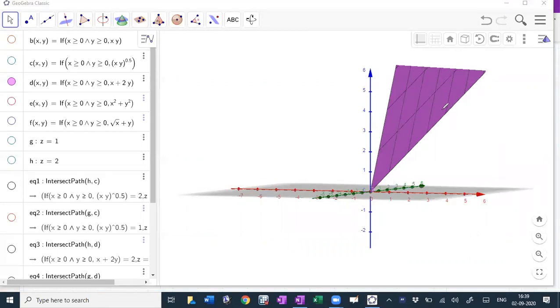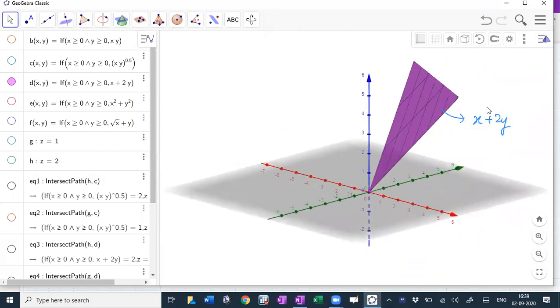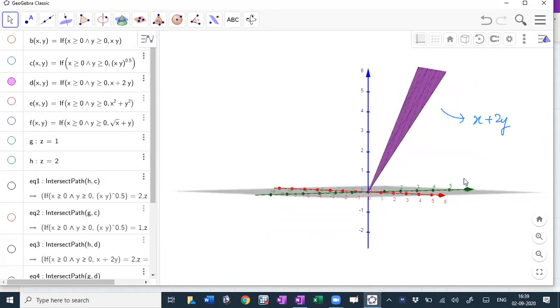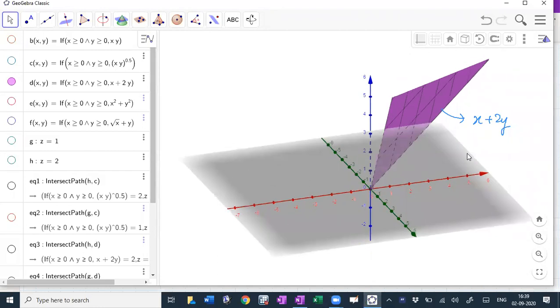Okay, so this is, again, I have just drawn it in the first quadrant. So it looks like this kind of a plane. This is a linear equation in 3 dimensions. Just like a linear equation in 2 dimensions looks like a straight line, a linear equation in 3 dimensions looks like this kind of a plane.